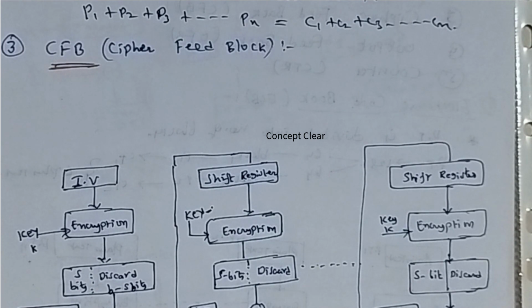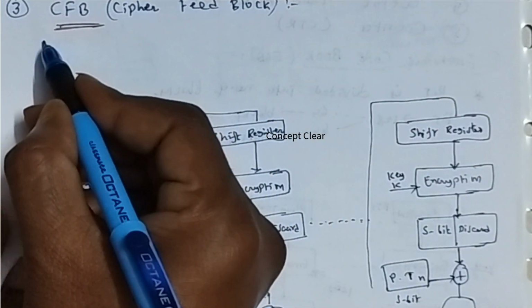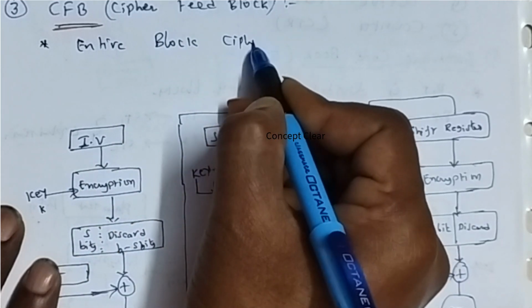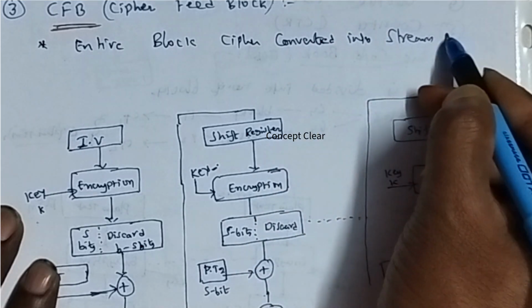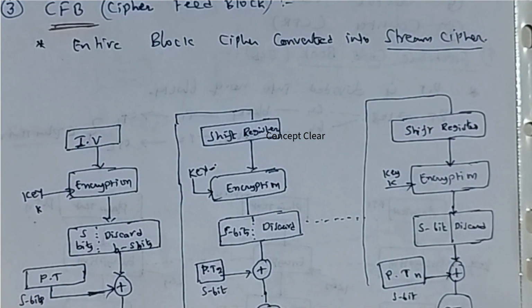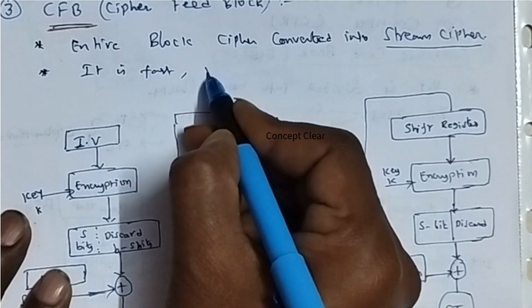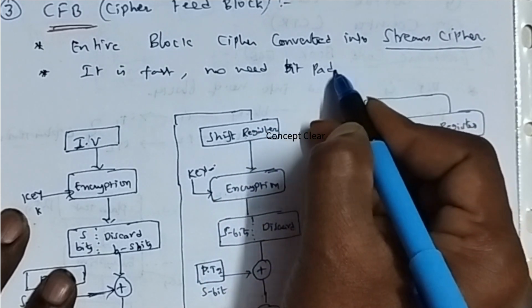In CFB, the plain text length is the same as the ciphertext. In this, we have shift register operations. The size of the shift register is n bits. First we have to take the initial vector. The entire block cipher is converted into a stream cipher. It is fast, with no need for bit padding.